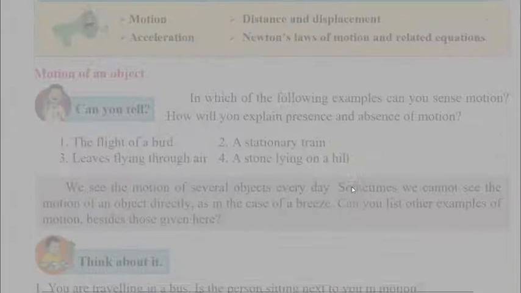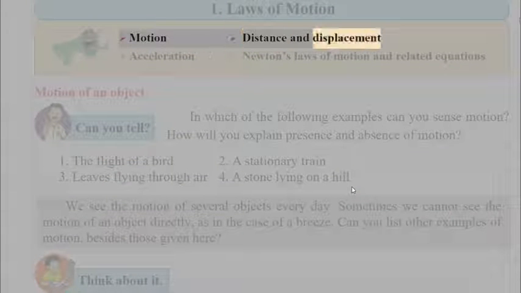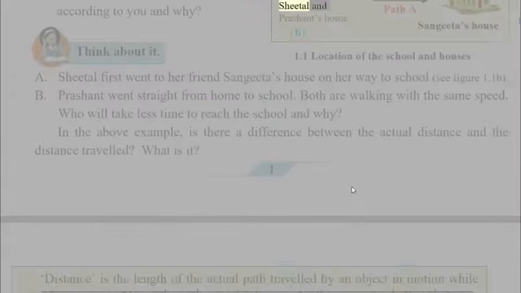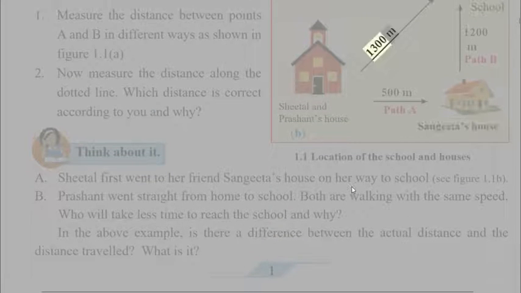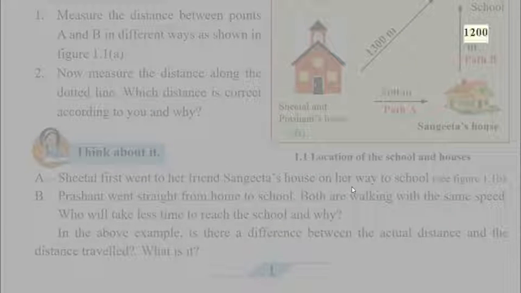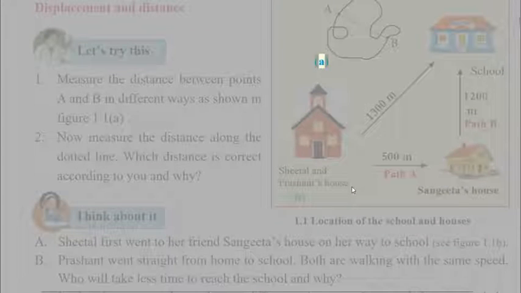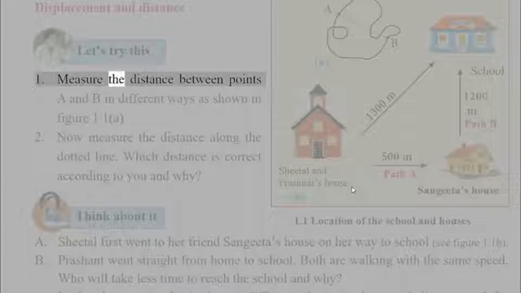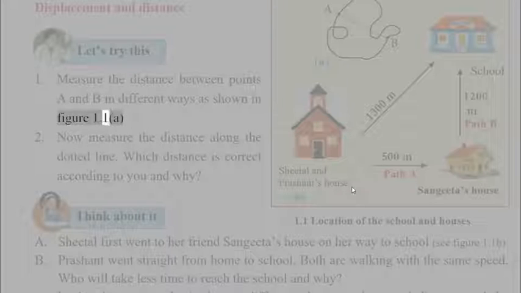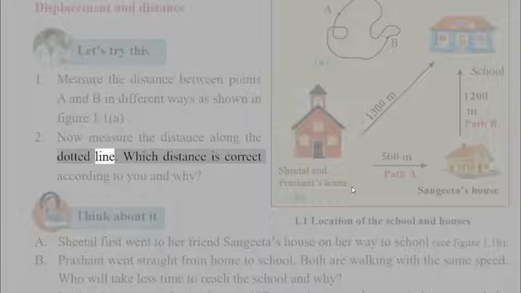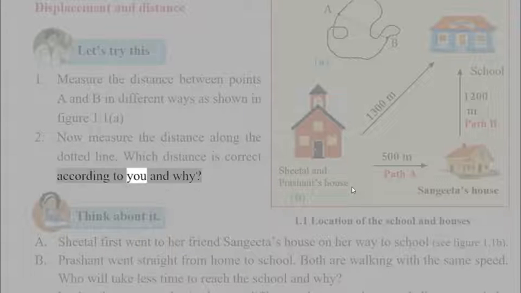Let's try this one. Motion, distance and displacement, acceleration, Newton's laws of motion and related equations. 1. Laws of motion. Sheetal and Prashant's house, Sangita's house, school. 1300 m, 500 m, 1200 m. 1.1 Location of the school and houses. 1. Measure the distance between points A and B in different ways as shown in figure 1.1. 2. Now measure the distance along the dotted line. Which distance is correct according to you and why?